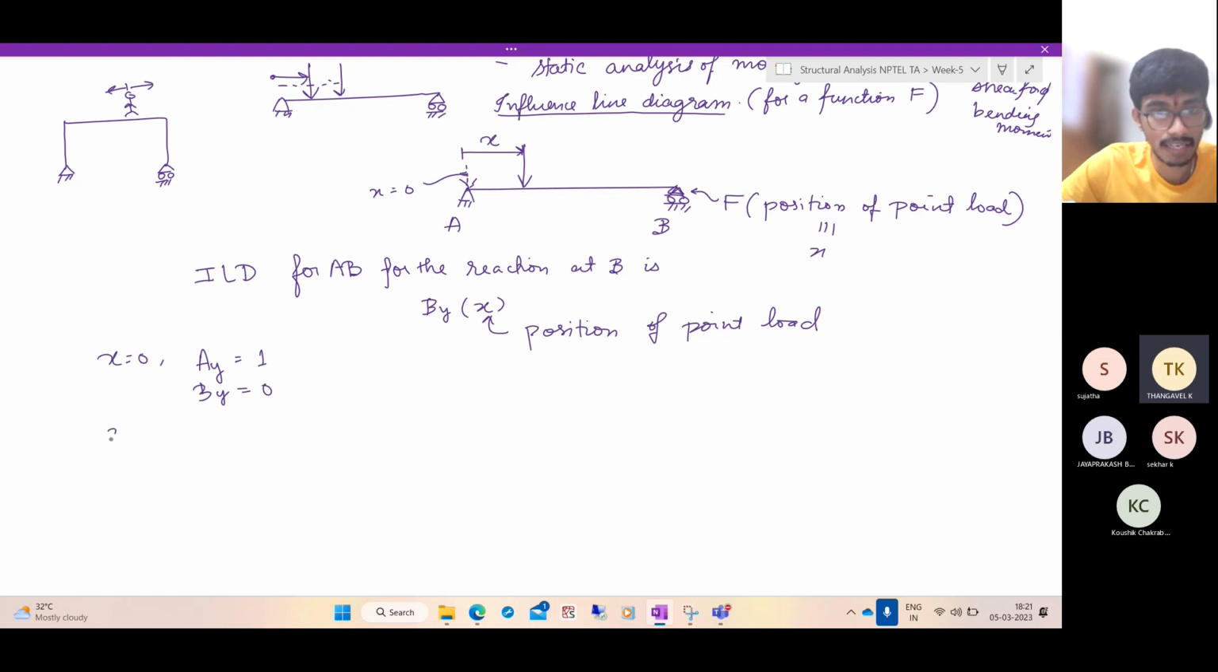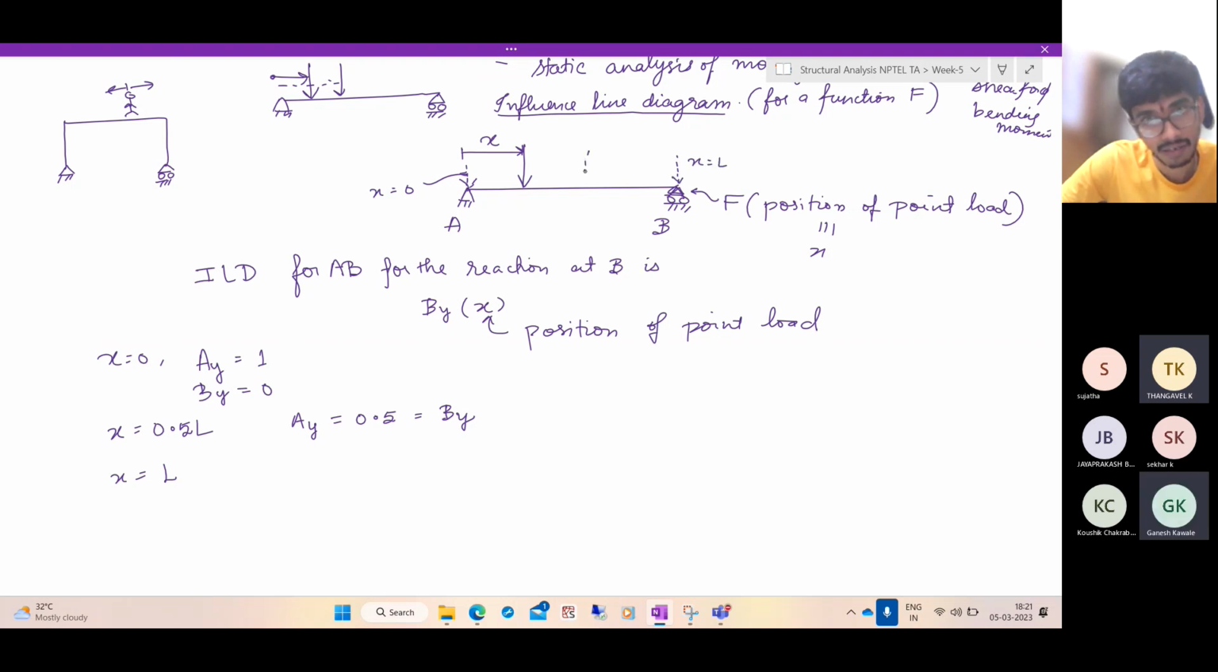When x is somewhere in the middle, that is L by 2, both will take equal, both will exert equal vertical reactions. And when x is at L, which is the right end, so the force will be somewhere here. In this case, Ay will not take anything. The entire force will be taken by B.